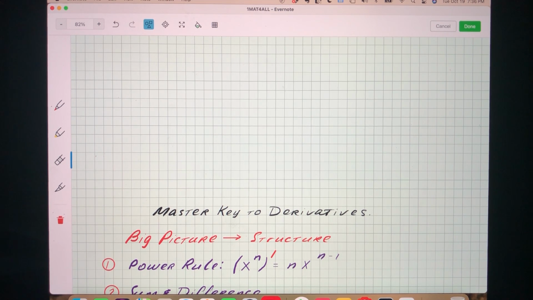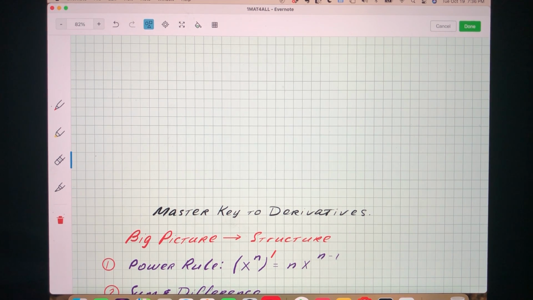Hello, this video is called Master Key to Derivatives because in it we will discuss how to take a derivative of any function. So there is a process to take a derivative of anything, and it usually involves two steps. Step one is to identify the big structure of the question, what it is that we are dealing with.